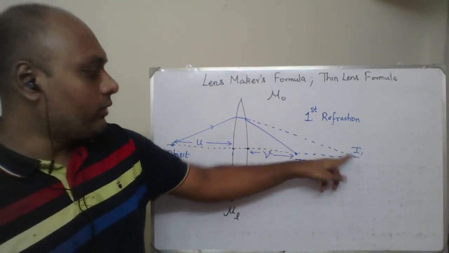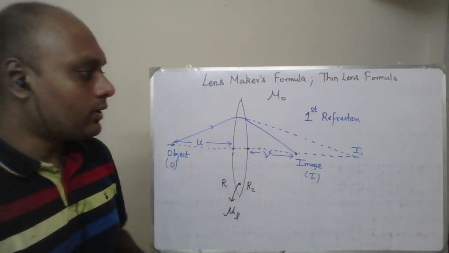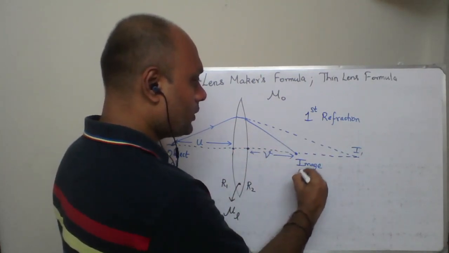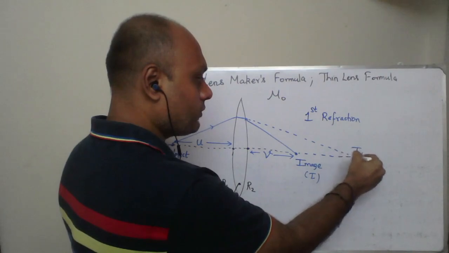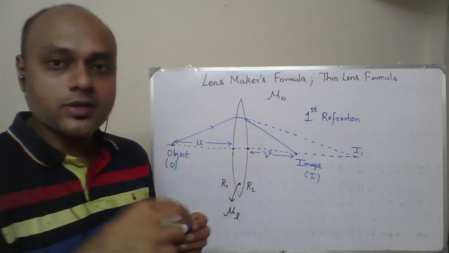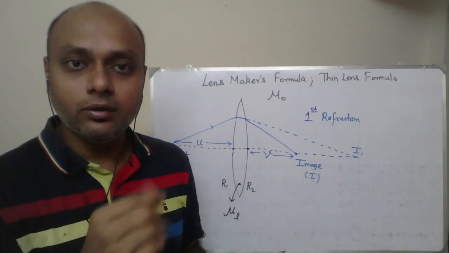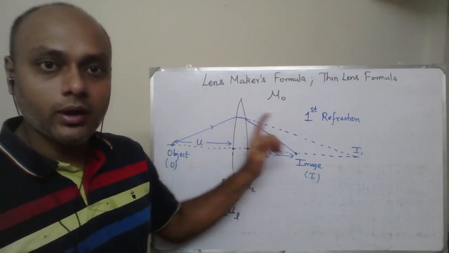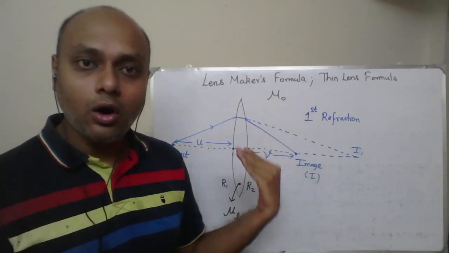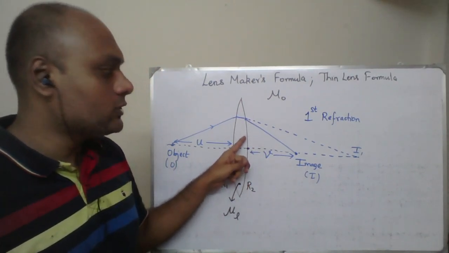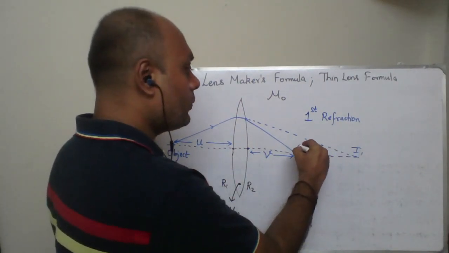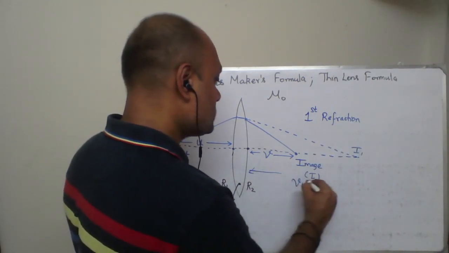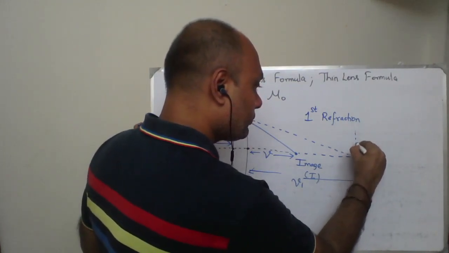The distance of I1 from the lens, let's take that as V1, the first image that is formed, and that will act as the object for the second refraction. So this is the image of the first refraction acting as object for the second refraction. This you must definitely mention when you are doing the derivation. The image of the first refraction, I1, will act as object for the second refraction which is going to take place. And let's say this I1 is at a distance of V1 from the lens. So this distance is V1.